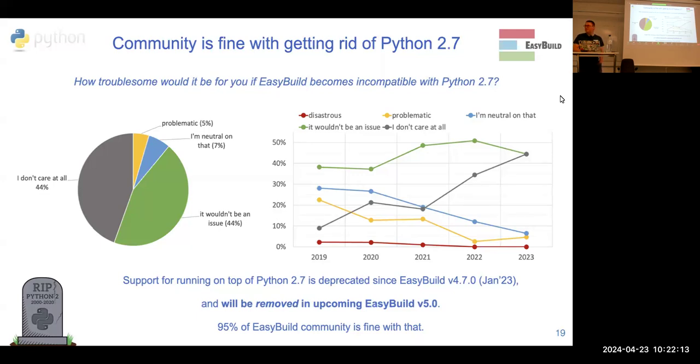Hopefully the next release will actually drop support for Python 2.7. So then it's going to be a hard error, and there will be absolutely no way to still run EasyBuild on 2.7. We kicked out code that's supporting it, so it's not going to work anymore. So be aware of that if you're still using 2.7 somewhere.